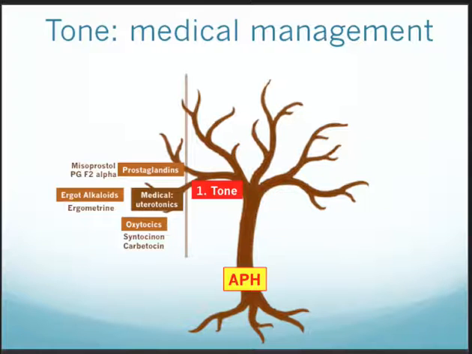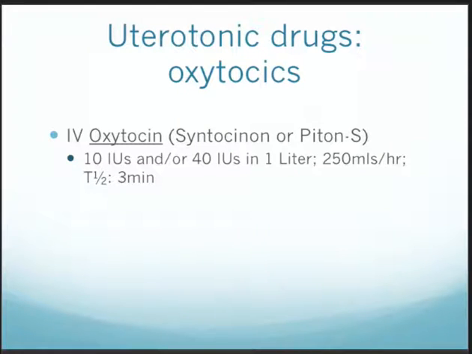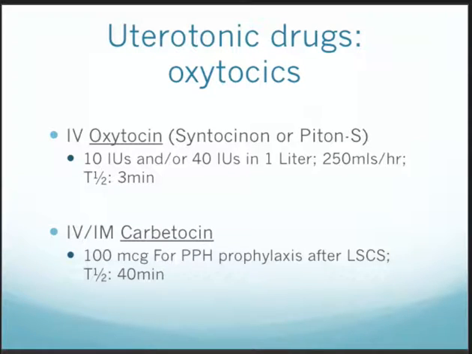Let's zoom in and we now look at the leaves of the tree, if you like. We have IV oxytocin, also called syntocinon or Pitocin, 10 international units and or 4 international units in 250 milliliters of normal saline per hour. The half-life of oxytocin IV is very short. The half-life is only 3 minutes.